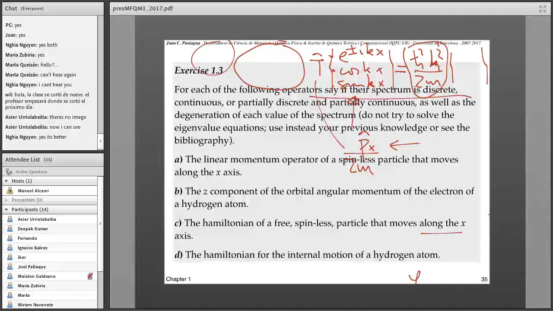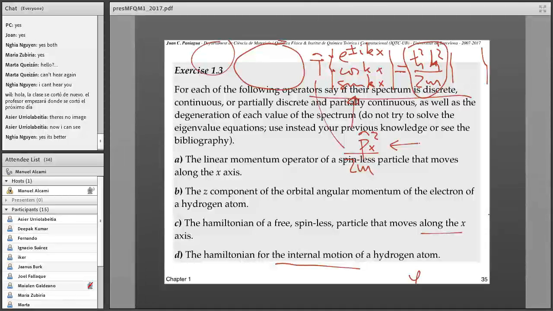And finally, we have already commented that the Hamiltonian for the internal... Yes, I have a question here. Yes, sorry. Sorry, thank you very much.